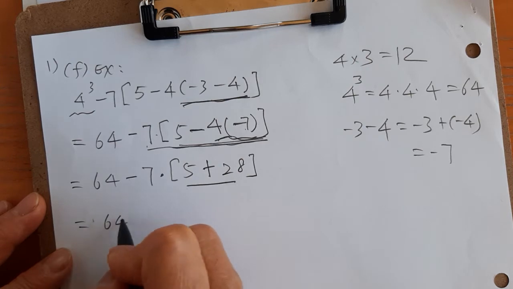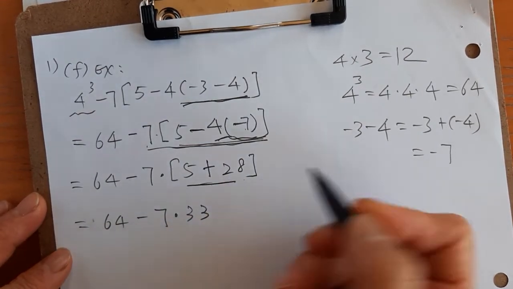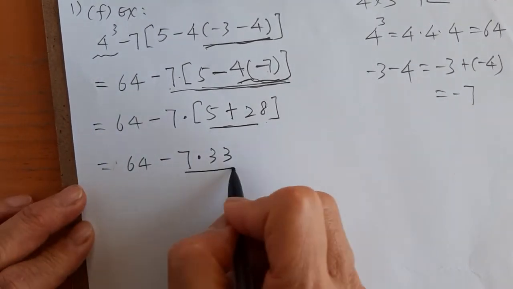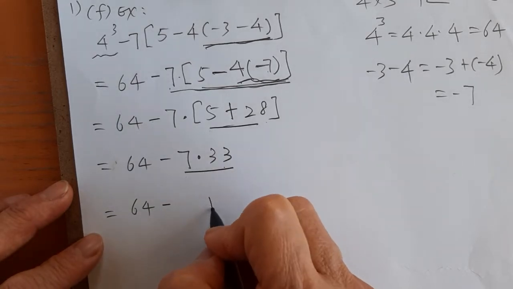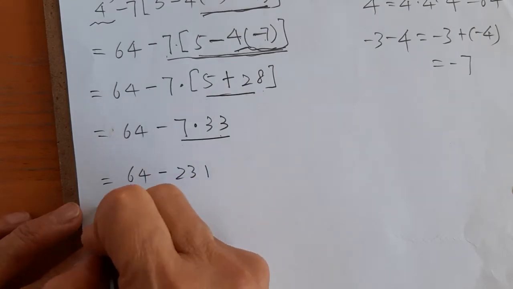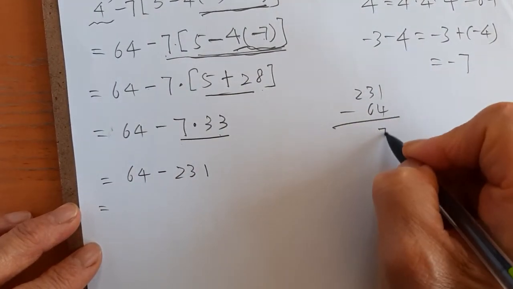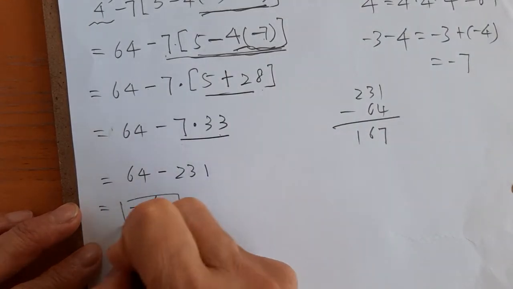So it's 64 minus 7 times... those add together is 33. 5 add 28 is 33. Then do multiplication. 64 minus 231. Then do subtraction. 231 minus 64... 7, negative 167.